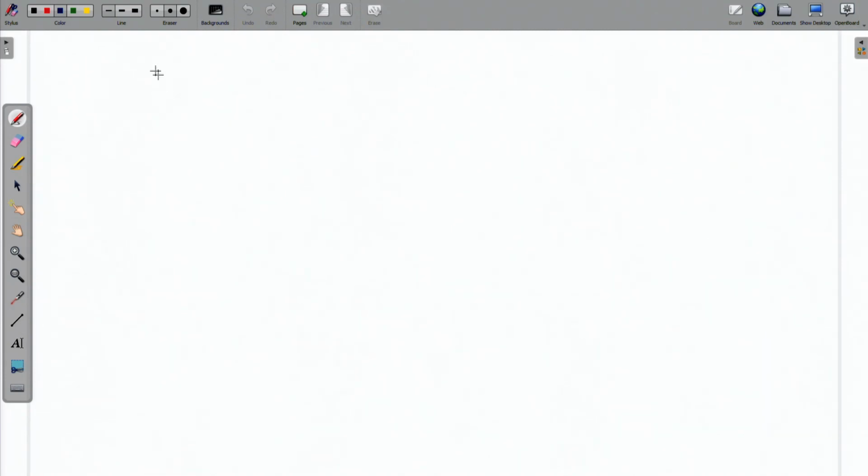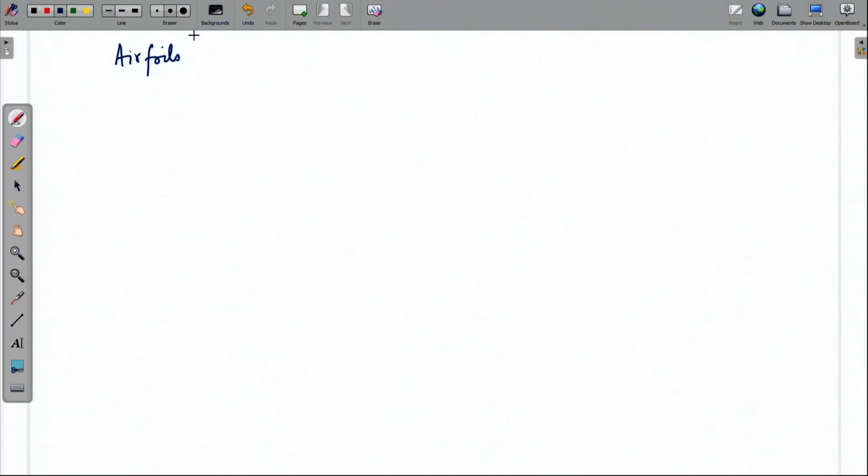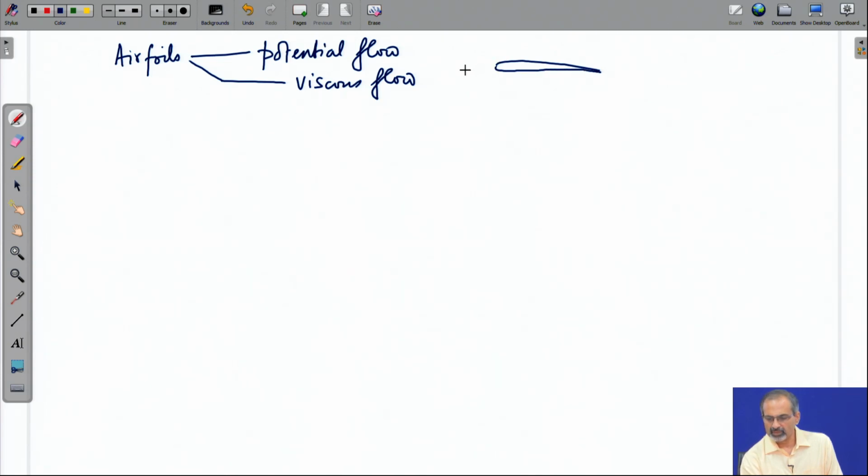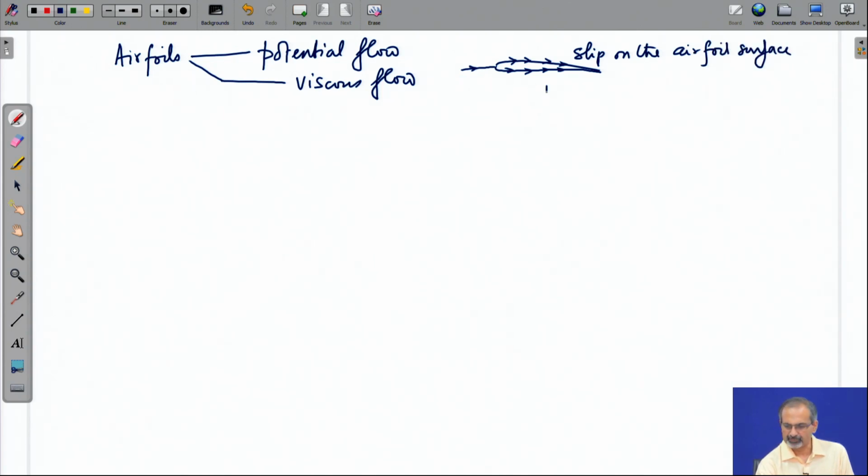So, during the last few lectures, we have discussed airfoils broadly, and sometimes we have dealt with it from the point of view of potential flow, while some other times we have dealt with it as a real flow, which is viscous. When we dealt with it as a potential flow, we remember that the flow is devoid of viscosity, it is inviscid, frictionless, and therefore, the flow can slip on the airfoil surface, or for that matter any other surface which is immersed into an inviscid flow.